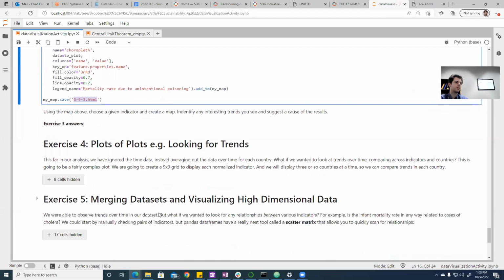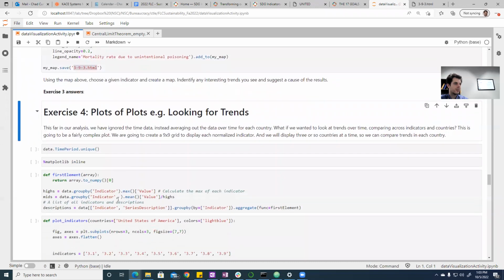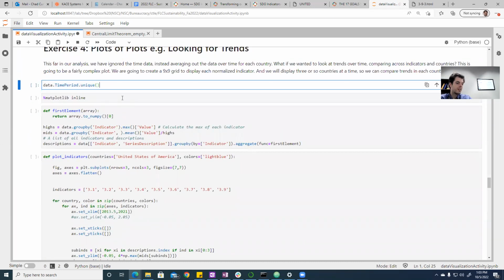Okay, the next one, plot of plots, looking for trends. So in this case, what if we wanted to look at one country or maybe a handful of countries, and we actually wanted to look at trends over time? So far, we've thrown away the time data, we've averaged it out, but there are actually changes. You can see that some countries may be improving or, the opposite of improving, they may be backsliding in certain indicators. And maybe we want to create a quick visualization of multiple indicators to see if we can see some of those trends. And that's what we're going to do here. I've created a function that does this for you.